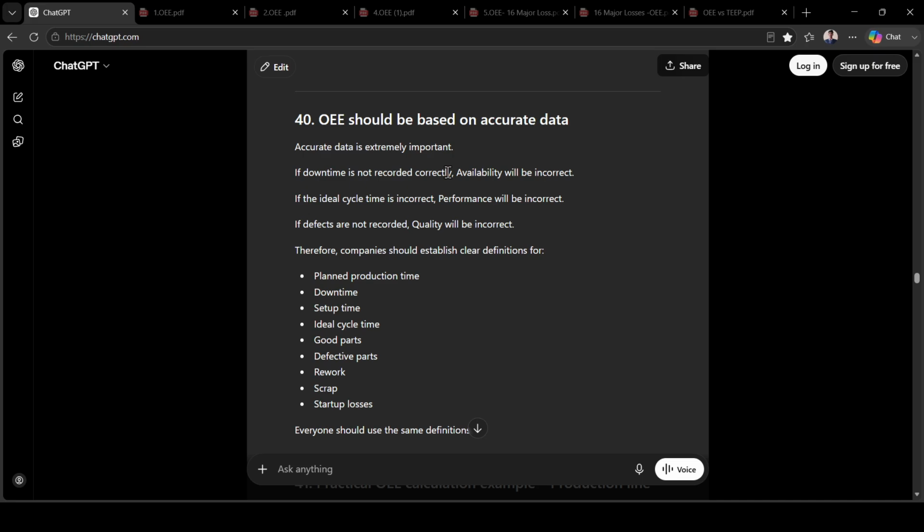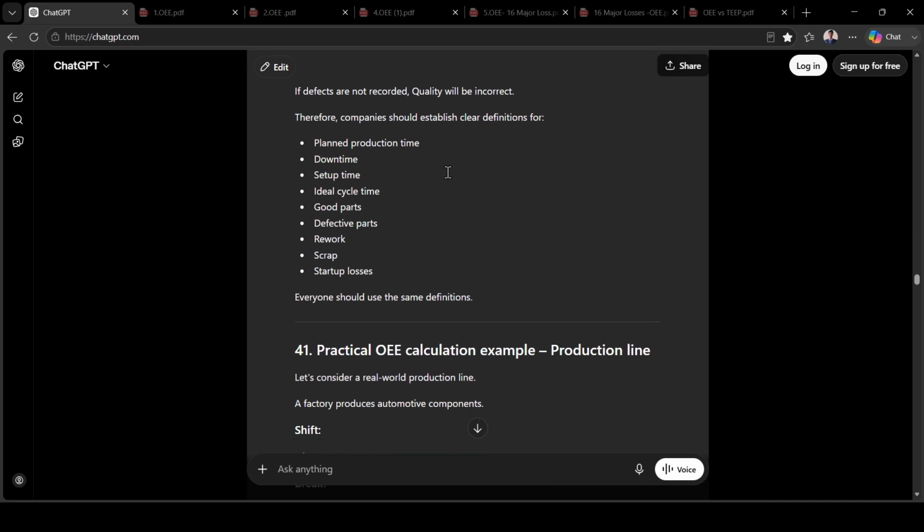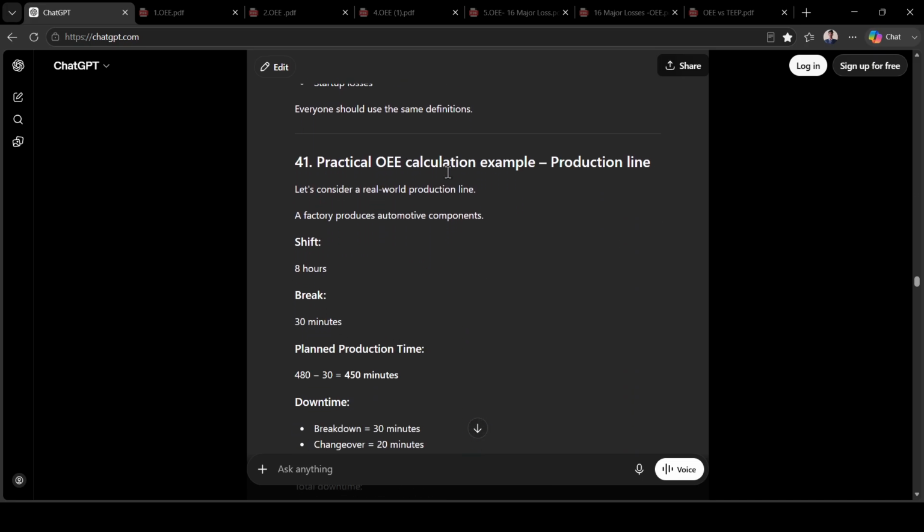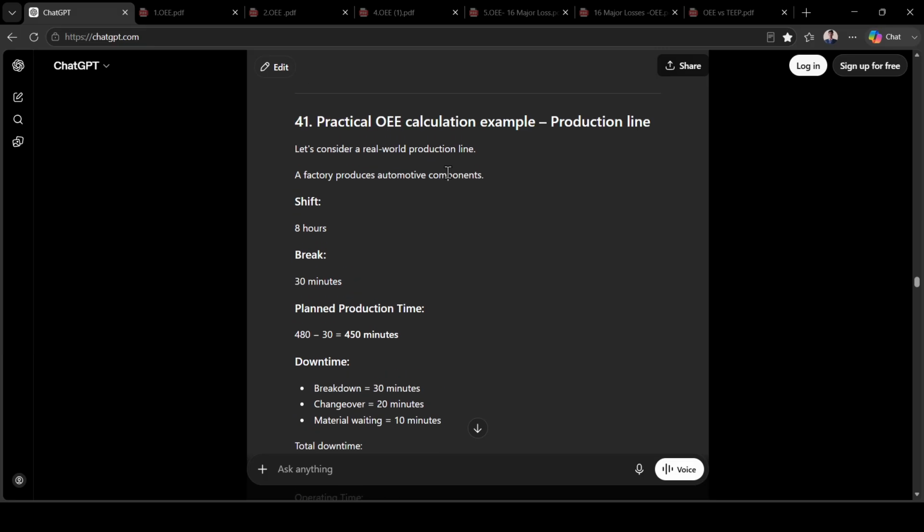Everyone should use the same definition. So, a practical OEE calculation example in a production line. Let's consider a real-world production line. A factory produces automotive components.